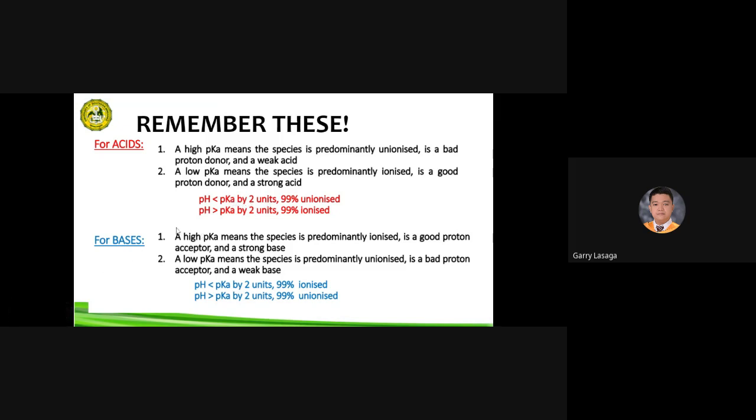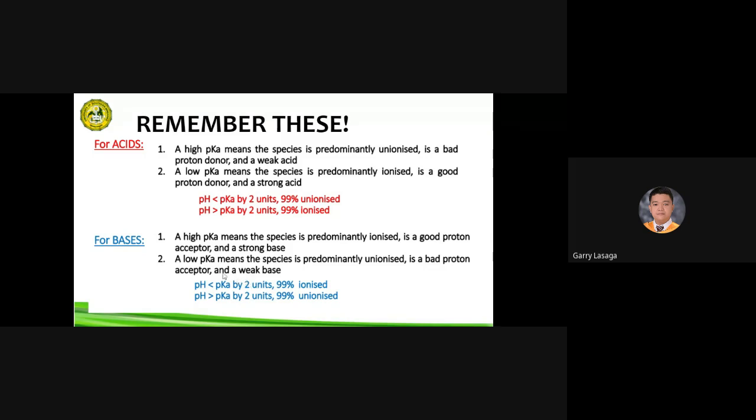For bases, a high pKa means that the species is predominantly ionized, and this is a good proton acceptor, and it is a strong base. A low pKa means that the species is unionized. It is a bad proton acceptor, and it is a weak base.